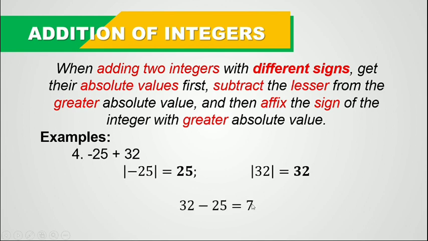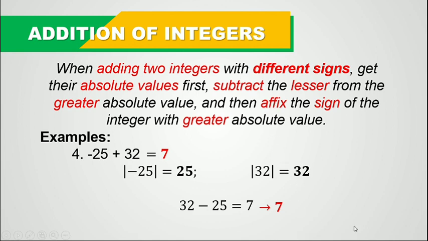And what is the sign of the integer with greater absolute value? So it's positive. So therefore, our answer will also remain positive. So therefore, negative 25 plus 32 is equal to positive 7. So that's just it. That's just how you add two integers with different signs.